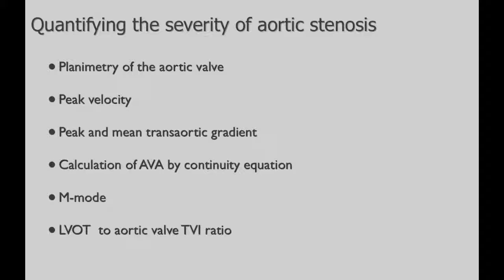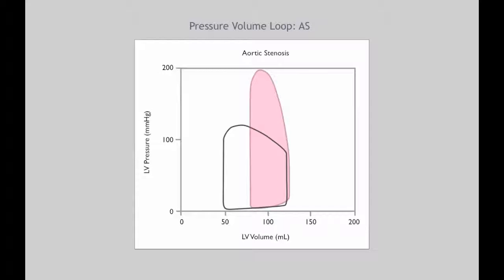In terms of quantifying the severity of aortic stenosis, we can planimeter the valve, as discussed earlier. We can measure peak velocities or peak or mean gradients using Doppler techniques. Or, most importantly, we can calculate the aortic valve area by continuity equation. We can also use M-mode or motion mode and LVOT to aortic valve VTI ratios, but we'll spend less time focusing on those. Here's the classic pressure volume loop for aortic stenosis.